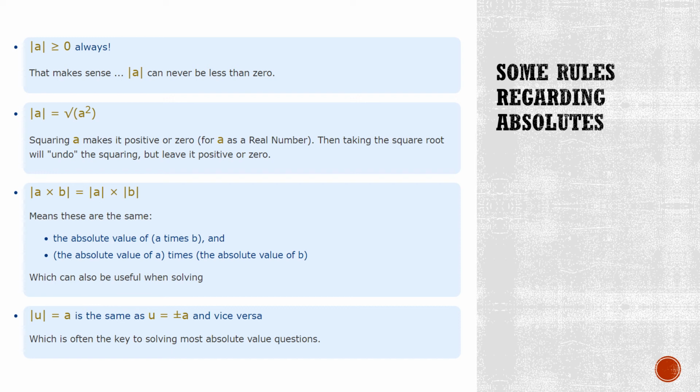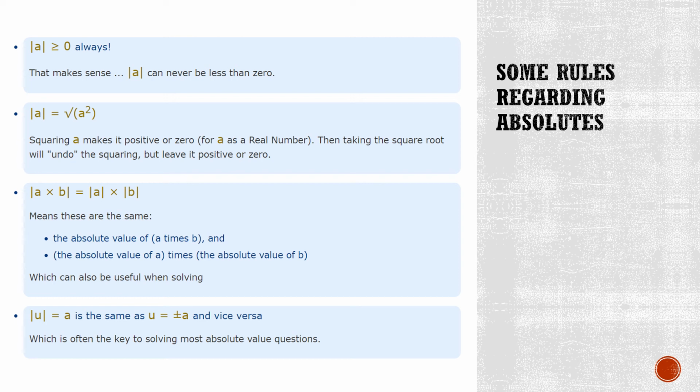If you have 1 times -2, the absolute of that will be 2. It will be the same as the absolute of 1, which is 1, and the absolute of -2, which is 2, multiplied by each other. So this is a pretty standard rule, and this works for multiplication and for division. It does not work for subtraction or addition.